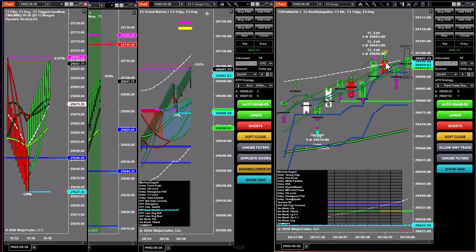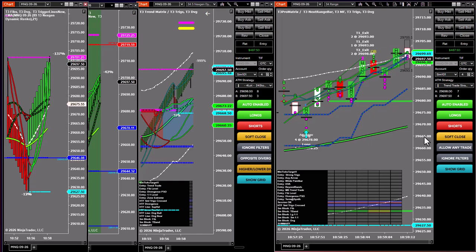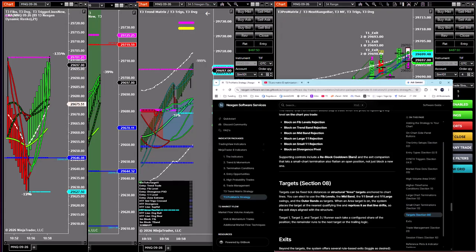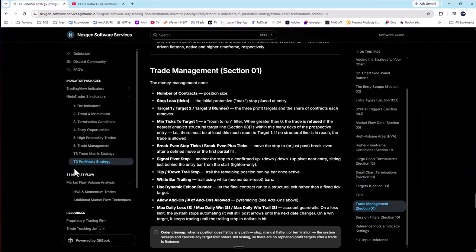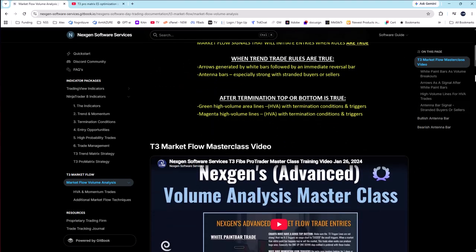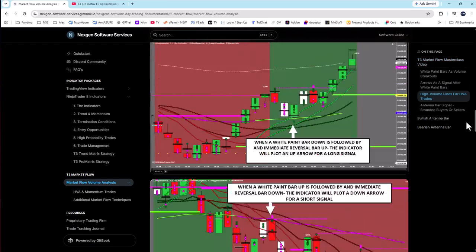We've got an outer band over here. So we're going to have to break through the outer band and through some trouble in order to get more long trades on the ProMatrix here. Does everybody understand that trade? I mean, that trade is right out of our market flow analysis section. Just want you to know why it happened, I guess, is more than anything else.